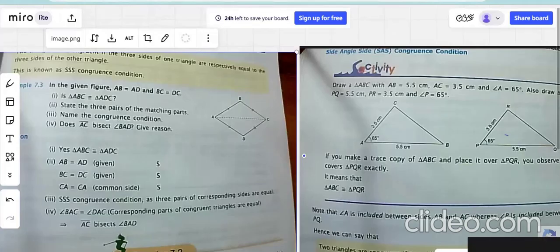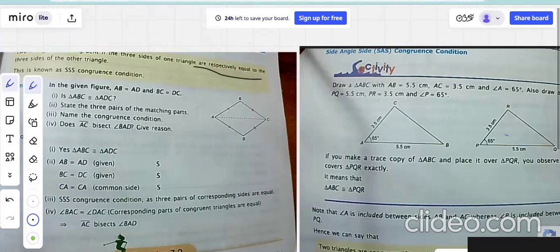One is if three sides are equal. If the three sides of one triangle are respectively equal to the three sides of the other triangle, then by SSS congruence, they are congruent. Now here it's given that AB is equal to AD, BC is equal to CD, and this side is common. So that means the SSS congruence has happened. By SSS congruence, this triangle is congruent to the other. This is the first rule, SSS.